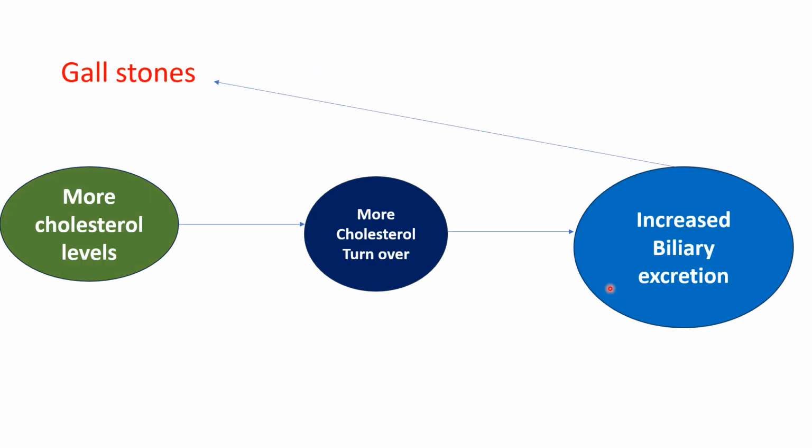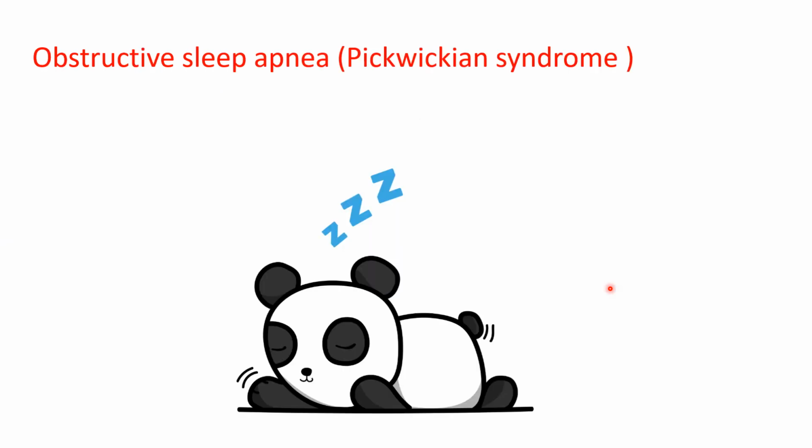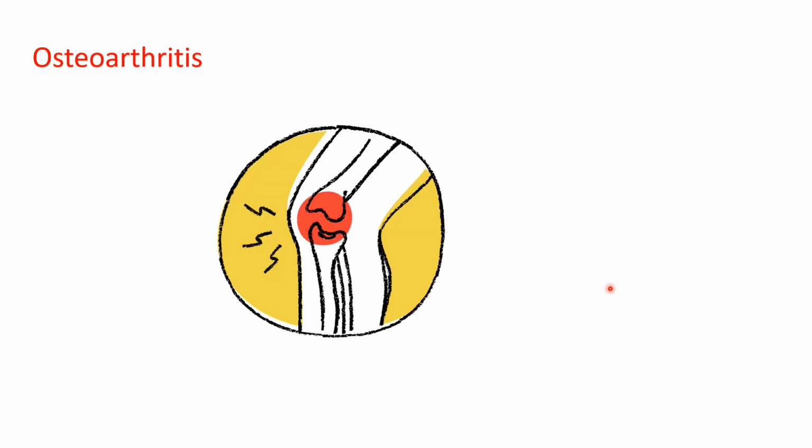Gallstones. It is 6 times more common in obese individuals. This occurs due to increase in total cholesterol level, increased cholesterol turnover, and increased biliary excretion in bile, which leads to cholesterol-rich gallstones. Next is Pickwickian syndrome. There is excessive sleepiness in night and day and can cause breath pause while sleeping called apnea. This is associated with polycythemia and right heart failure.